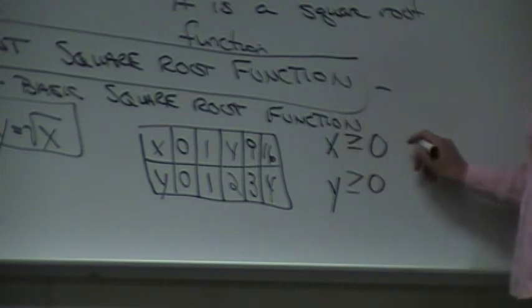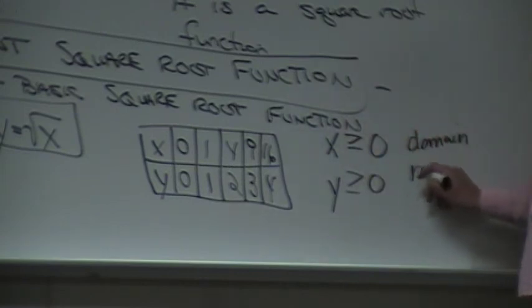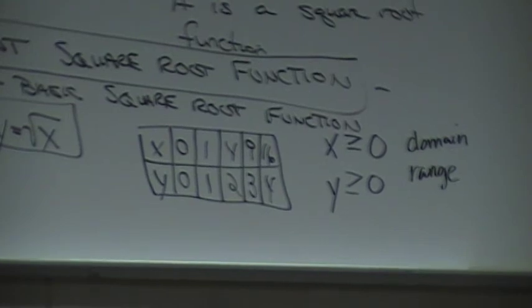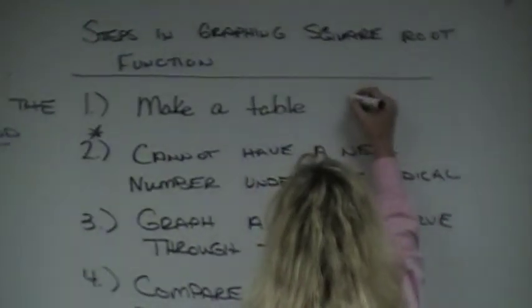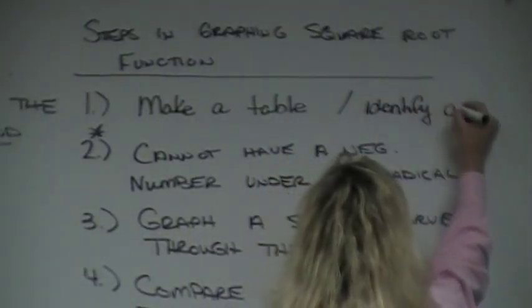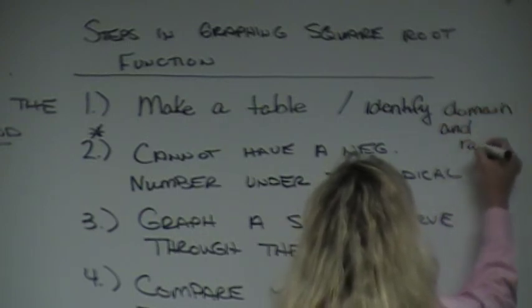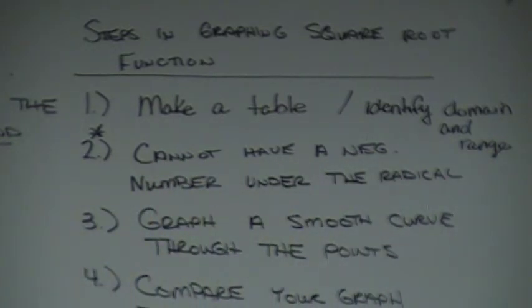You guys need to make sure that you write your domain and range every time you do a square root function. You need to identify the domain and range. So let's put that on our table to make sure we don't forget that. Actually, let's add that to our table as step 2: identify domain and range. And don't list them, you write them as an inequality.